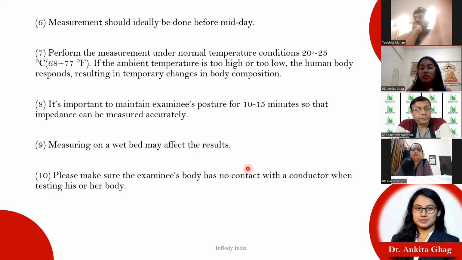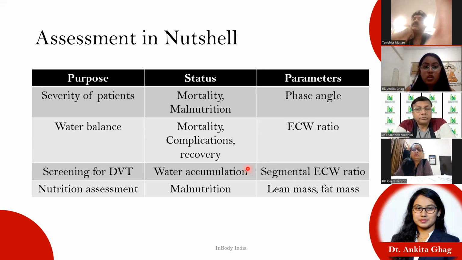So see to it that it is dry and not in contact with any kind of metals. In case they are lying on the bed, towels or a bed sheet can be put there in order to avoid current hindrance. To sum it up, in order to understand the severity of the patient, we can check the phase angle and water balance, which will tell us about mortality, complications, and recovery.